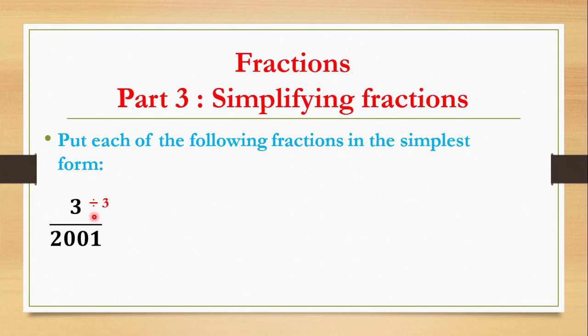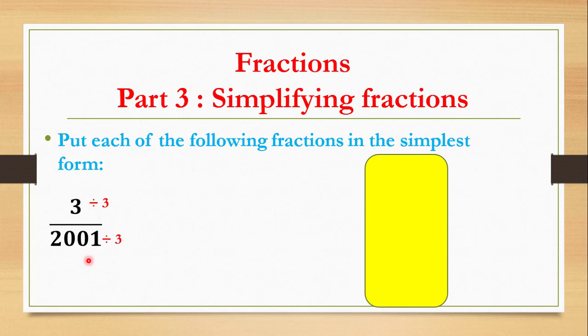Okay, here we have 3 over 2001. We can divide by 3. 2001 is divisible by 3. Why? Because if we add 2 plus 0 plus 0 plus 1, the result will be 3. So 2001 is divisible by 3. Let's divide both of them by 3.